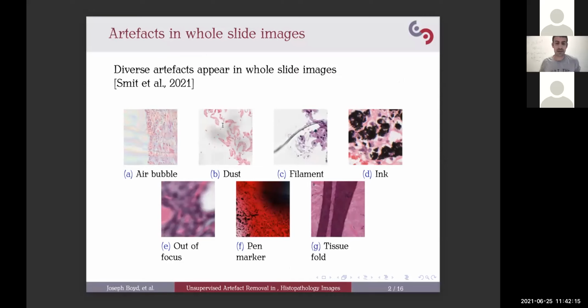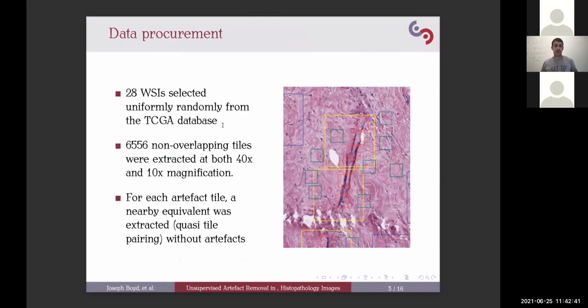There's an abundance and a diverse range of image artifacts which appear in whole slide histopathology images. We've identified 7 categories of these, shown here, and they range from foreign objects appearing in the image field to morphological changes such as tissue folds. So there's a wide range of these things. And so we compiled the dataset from 28 whole slide images harvested from the TCGA database, which is currently missing in action. If anyone knows what happened to TCGA, please let me know.